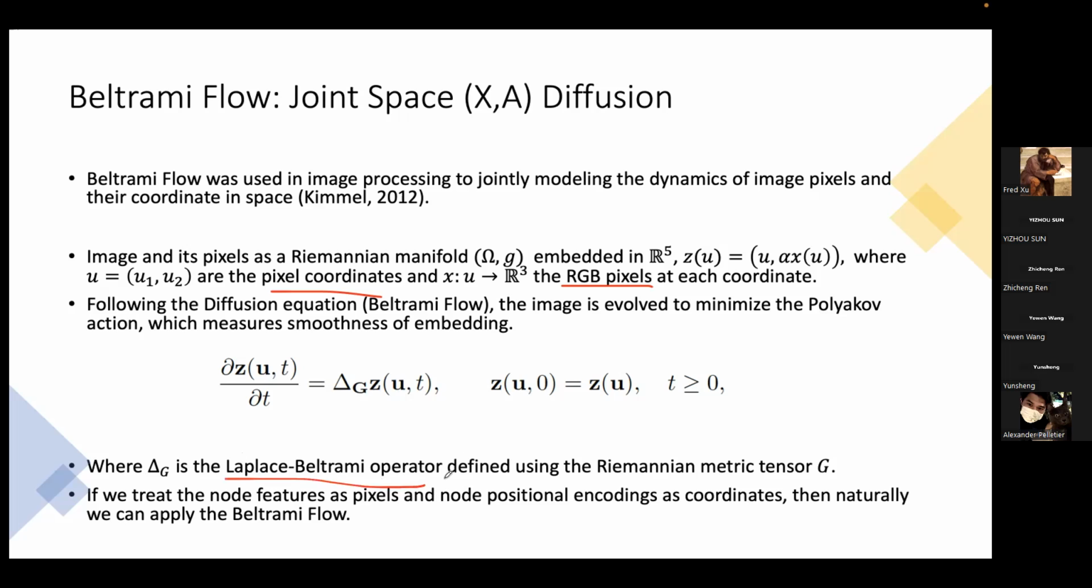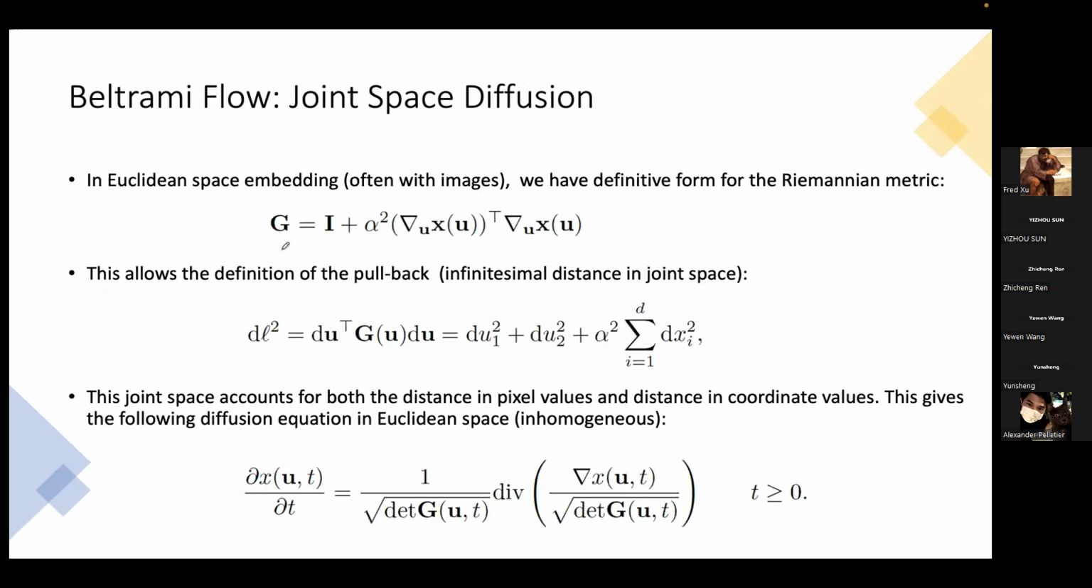So the key idea is that instead of only dealing with X, now we also want to deal with A. But we can't really deal with A, because A is a discrete object, and that's why positional encoding comes in. This is still talking about the image case.